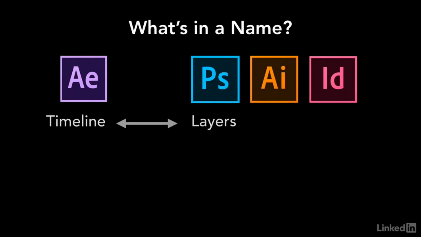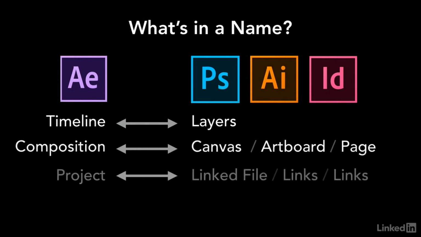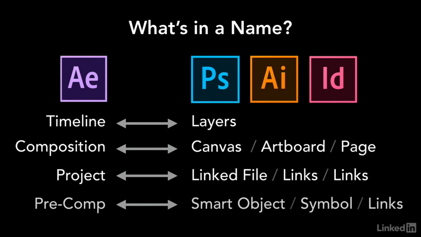The Timeline panel in After Effects works like the Layers panel in the other apps. The Composition panel is similar to the Canvas in Photoshop, or an artboard in Illustrator, or a page in InDesign. The Project panel shows linked files, just like a linked smart object in Photoshop, or the Links panel in both Illustrator and InDesign. And finally, a pre-comp, or a pre-composed composition in After Effects works like a smart object in Photoshop, or a symbol in Illustrator, allowing you to have multiple instances of the same artwork throughout your layout.